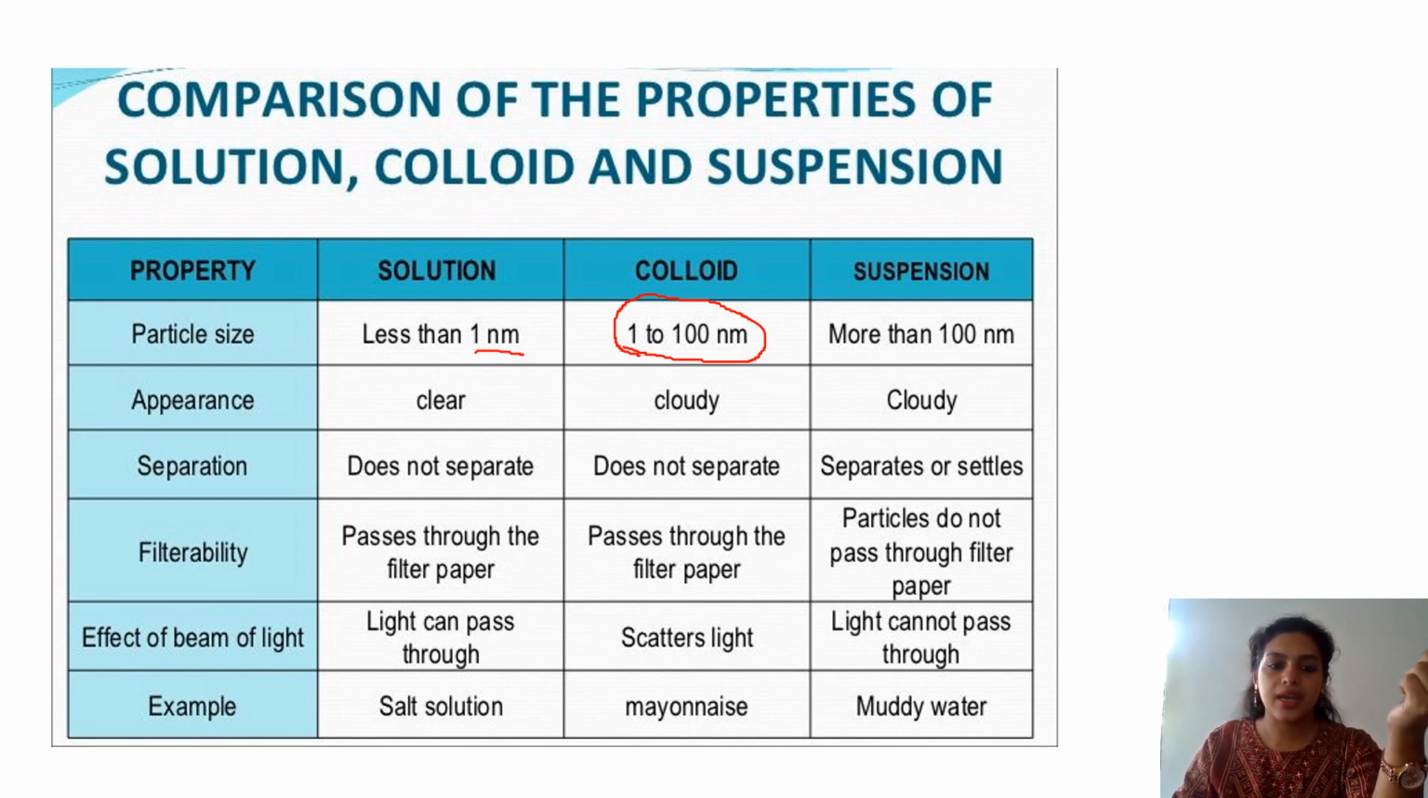A beam of light can pass through in the case of a solution, and the colloid scatters light. We know an important property is the Tyndall effect, that you are going to see in the next sessions. In the case of a suspension light cannot pass through. For example, salt solution or sugar solution is the best example of a true solution, and we have seen a number of colloidal systems in the previous slide. The simplest example we can take is starch dissolved in water. And the example of a suspension is muddy water.